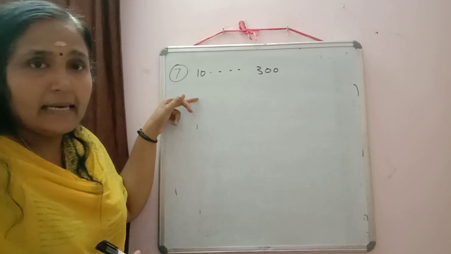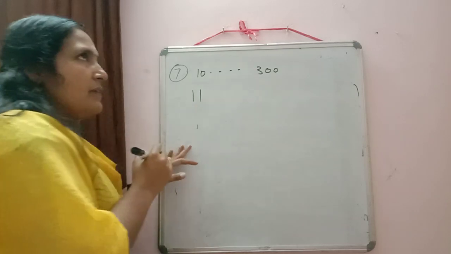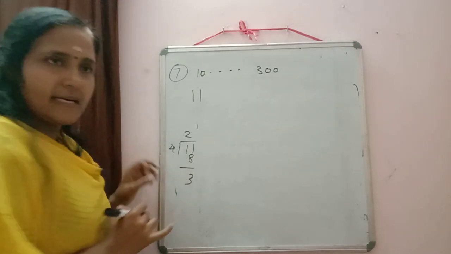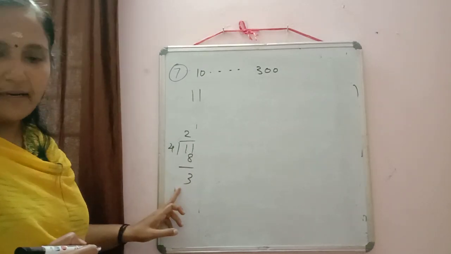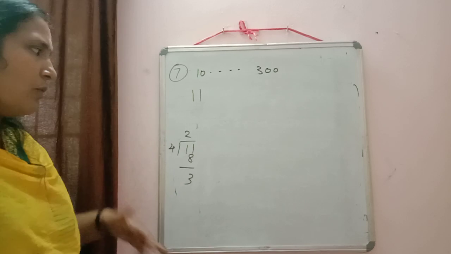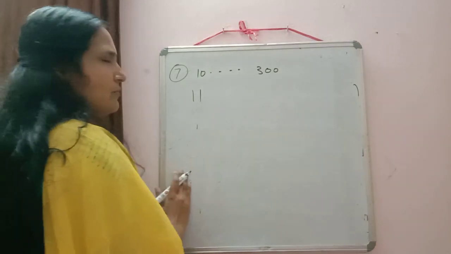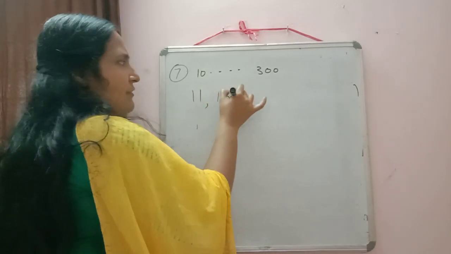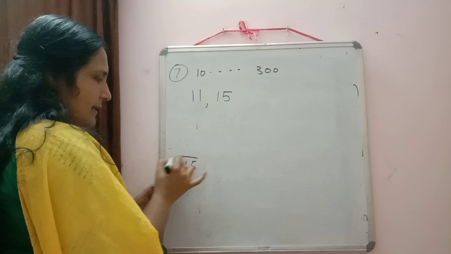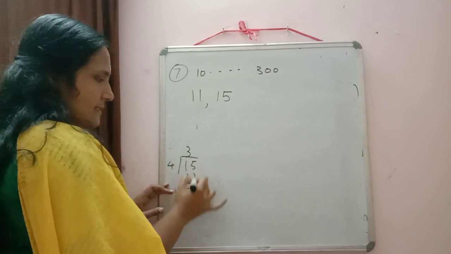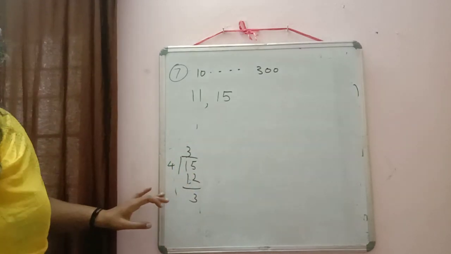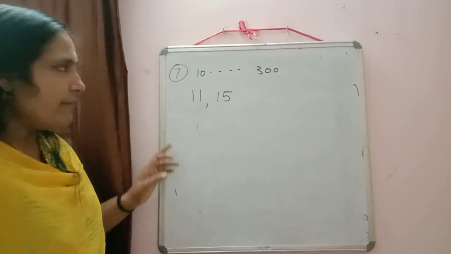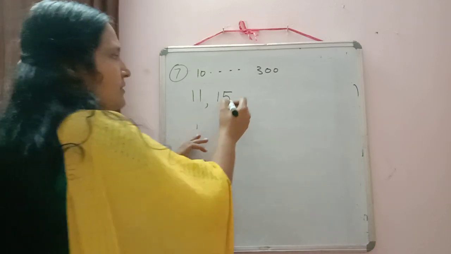Next number is 11. If we divide 11 by 4, 4 2s are 8, 11 minus 8 is 3. Correct. 11 will give the remainder 3 when we divide it by 4. So to get the next number, what should we do? Obviously, next number 11 plus 4 is 15. If you want, you can check it. If you divide 15 by 4, 4 3s are 12, 15 minus 12, 3. So remainder is 3. So we want the numbers which give the remainder 3 when we divide by 4.